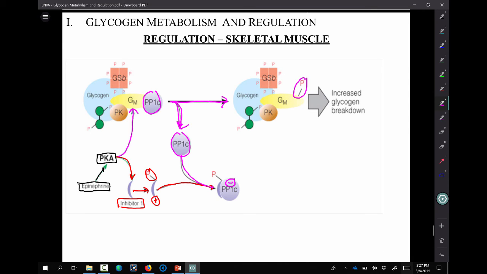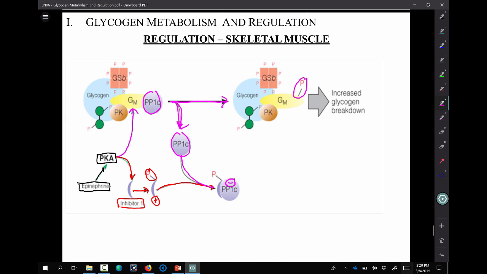So when PKA is active, for whatever reason, epinephrine signal being one of them, PP1C's activity goes down, because PKA is phosphorylating GM and because it's activating the inhibitor protein. Don't worry, we'll get through it.